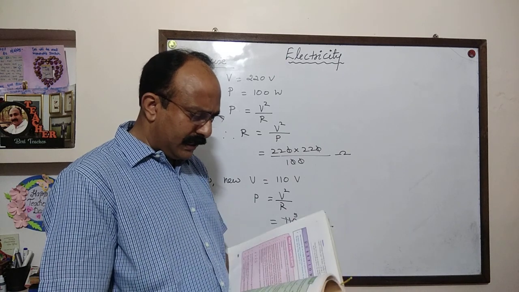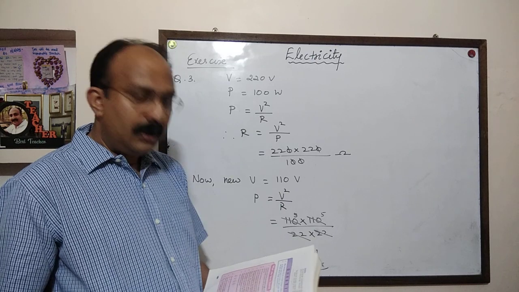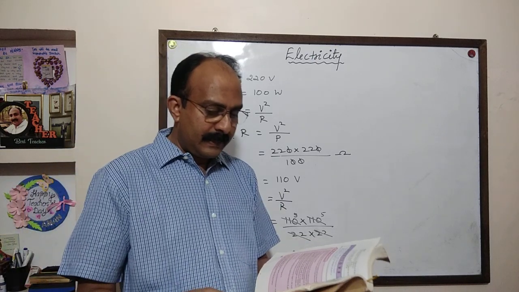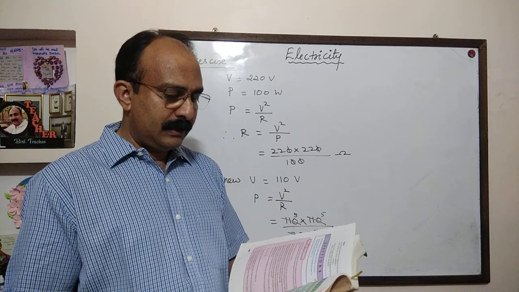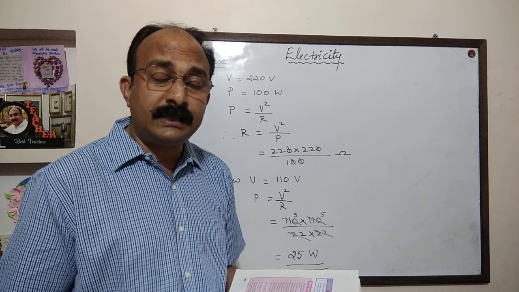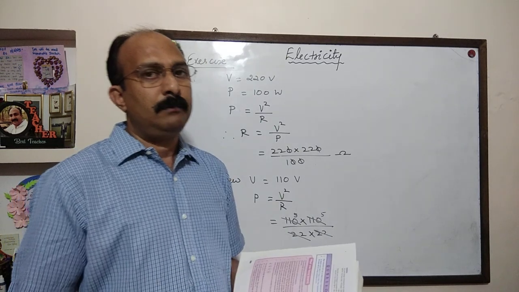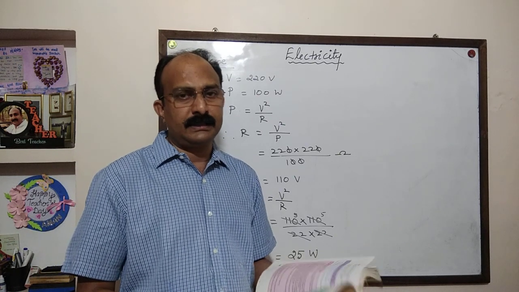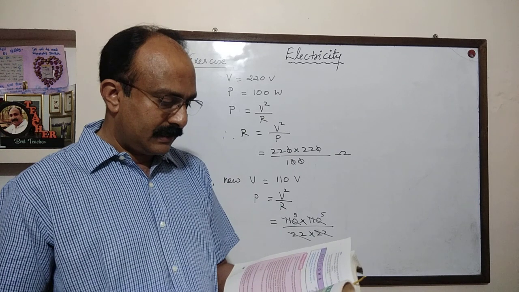Two conducting wires of the same material and equal length and equal diameter. Two wires, material is same, length is same, diameter is same. So what will also remain same? R will also be same, because R depends upon these three things. Since all the three are same, R will also remain same, resistance.